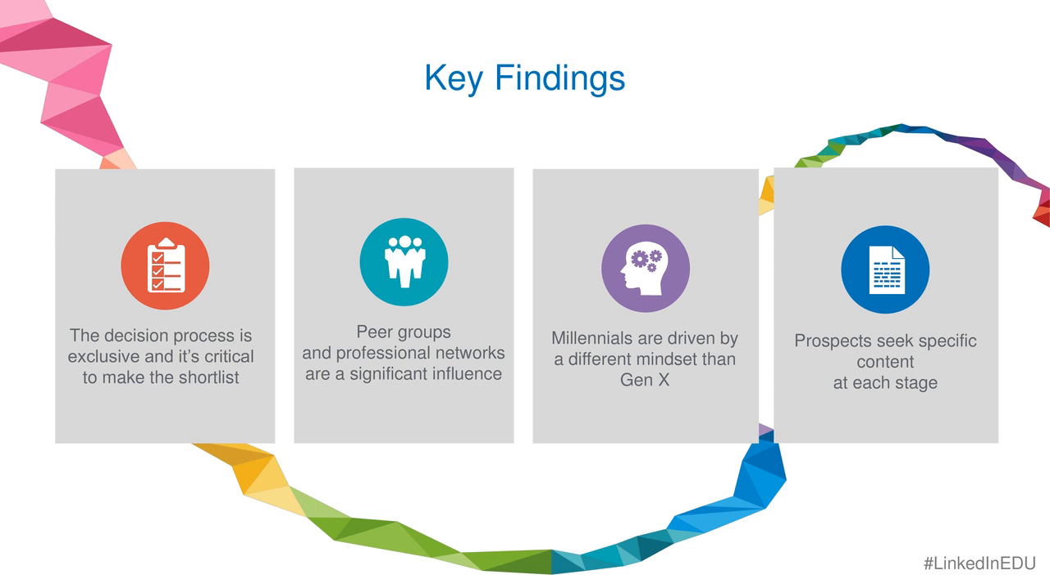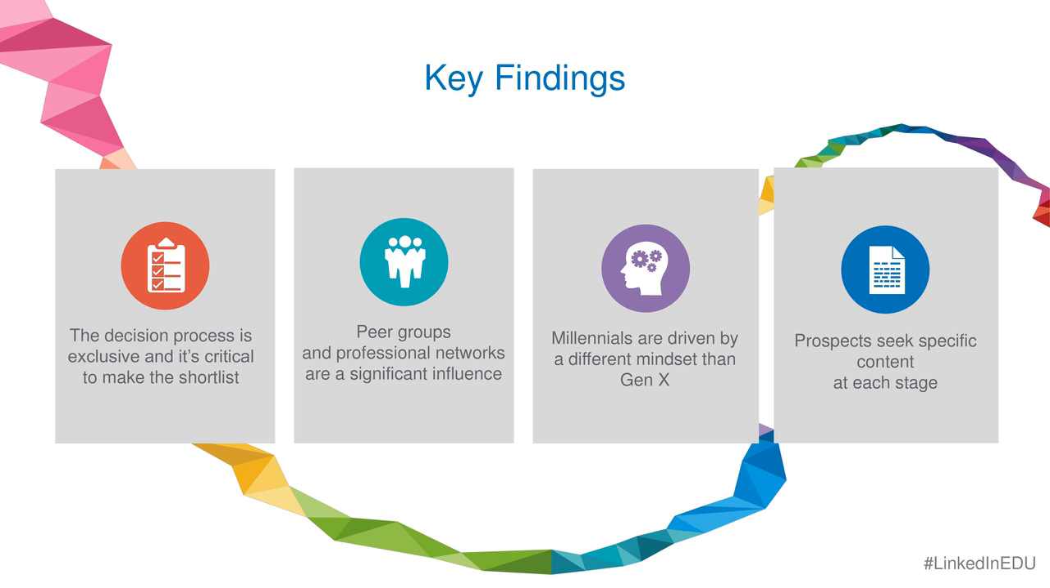So what were the key findings from our research? First, we found that the decision process is very exclusive, and making the short list of schools is really critical. The average short list is only 3 schools, and it's likely developed before the prospect even makes contact with the school. Second, peer groups and professional networks are a significant influence in the final decision. We found that friends and peers are the second biggest influence on education decisions, and professional social networks are 3 times more influential than personal social networks.